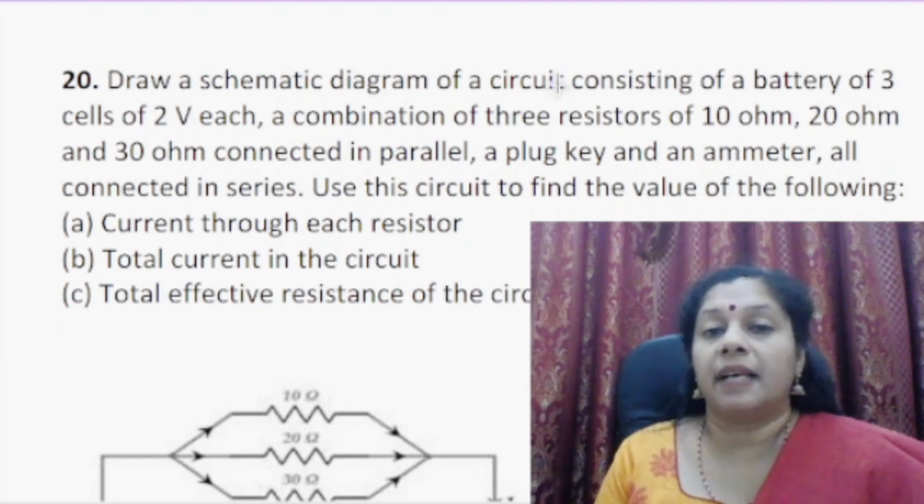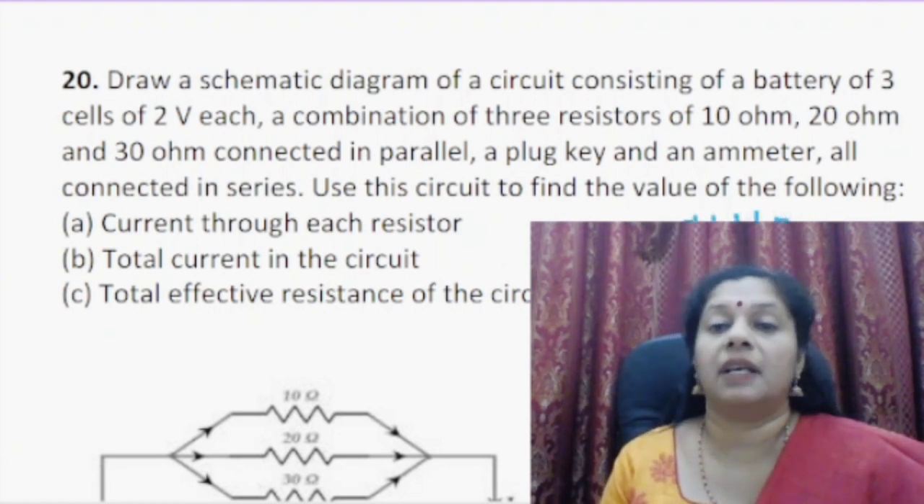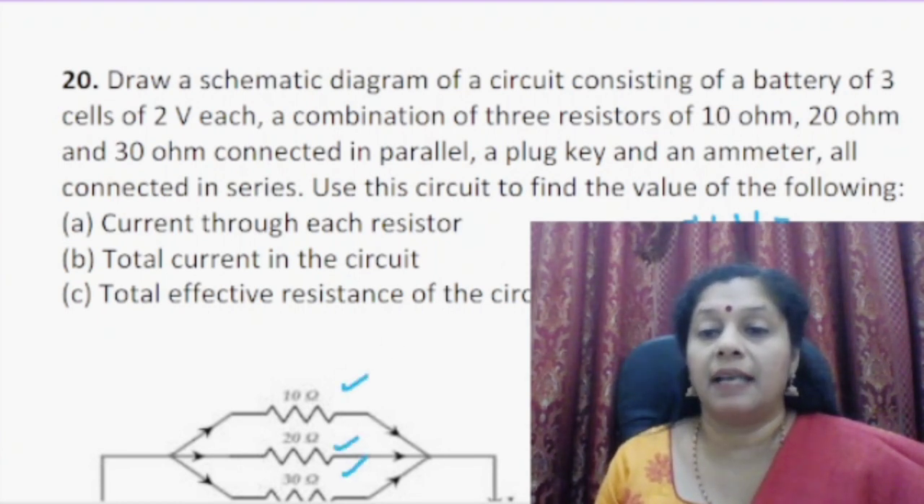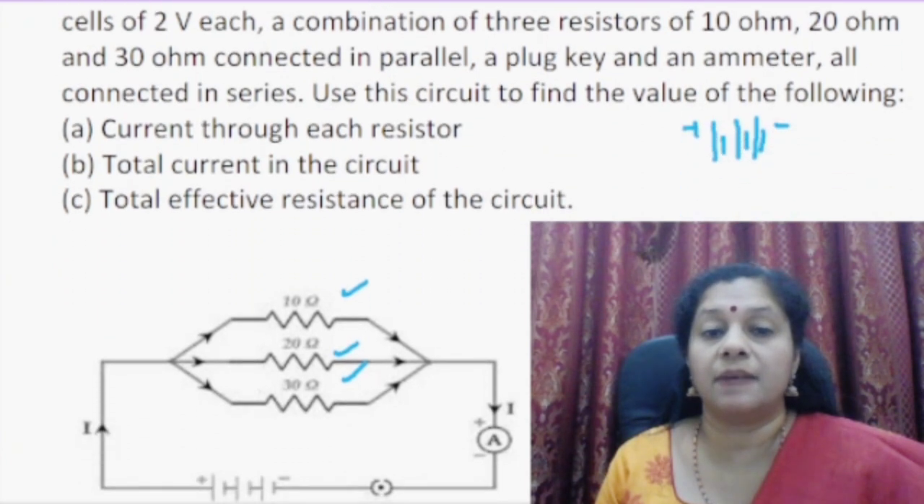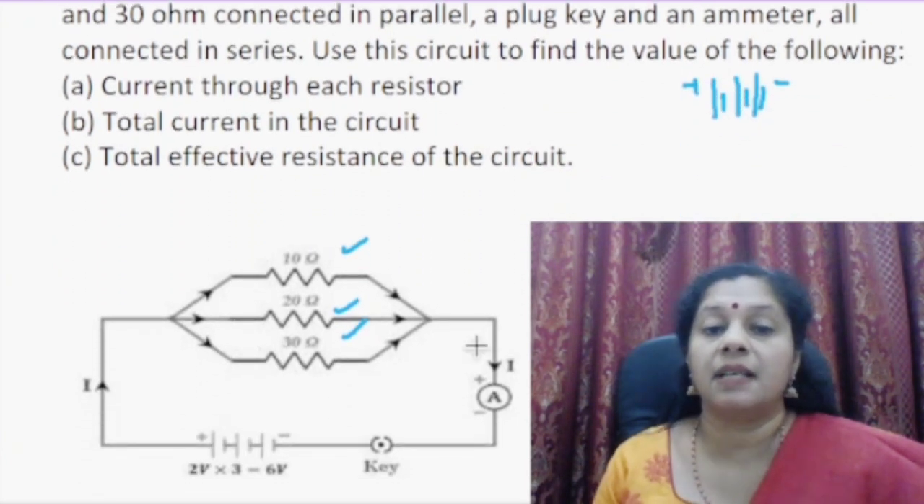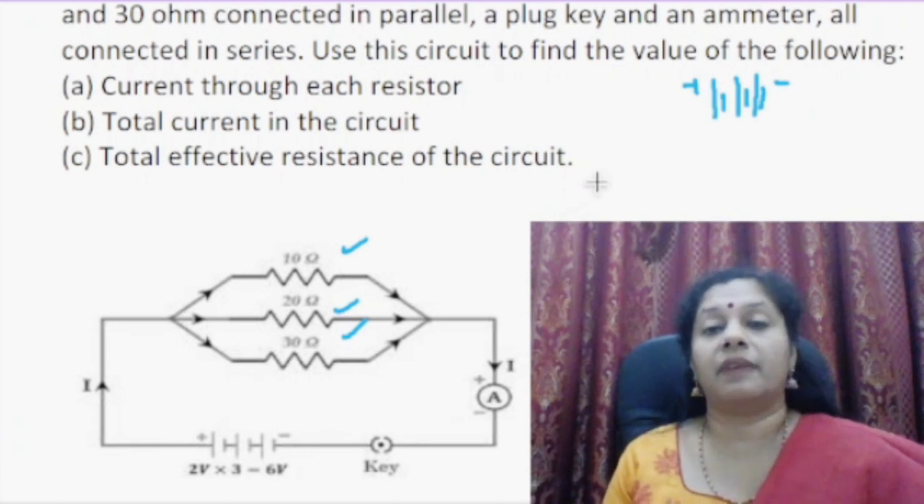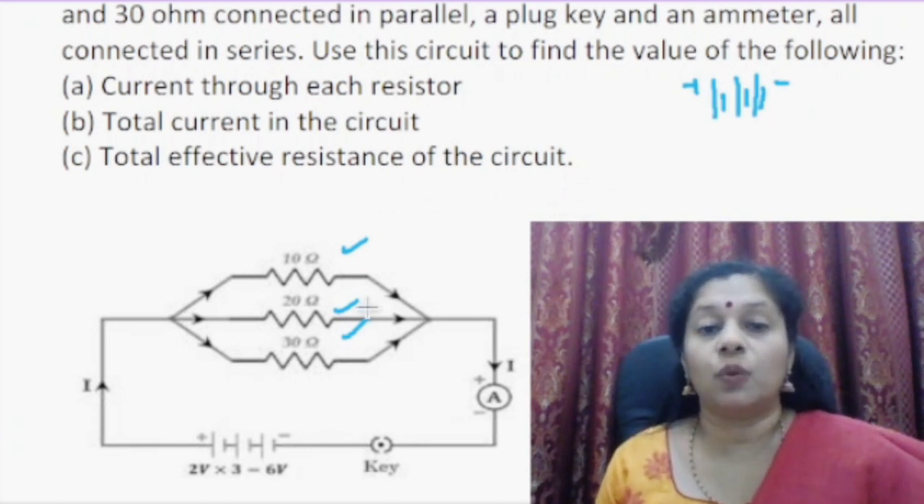Draw a schematic diagram of a circuit consisting of a battery of 3 cells of 2 volt each. We know that 3 cells means 1, 2, 3, positive, negative. And a combination of 3 resistors, 10 ohm, 20 ohm, 30 ohm, connected in parallel, a plug key and an ammeter, all connected in series. We know that an ammeter is always connected in series only. Use this circuit to find the current through each resistor.